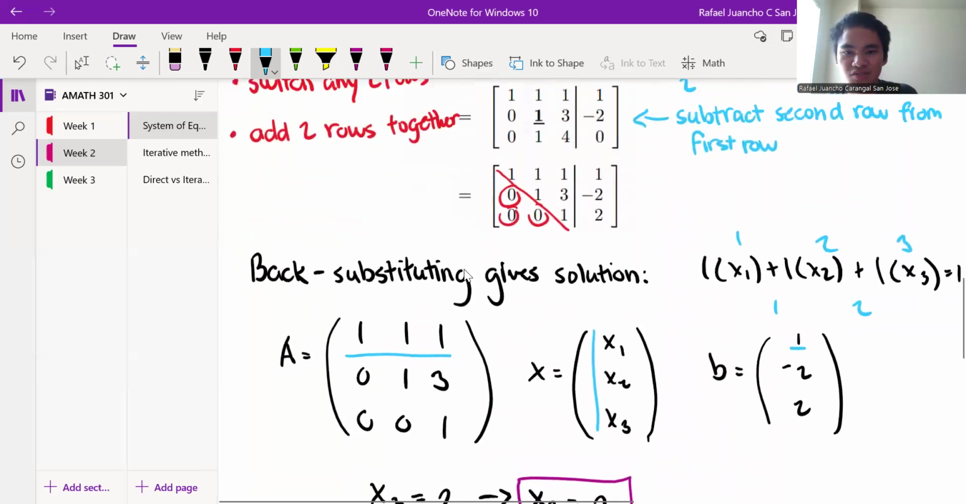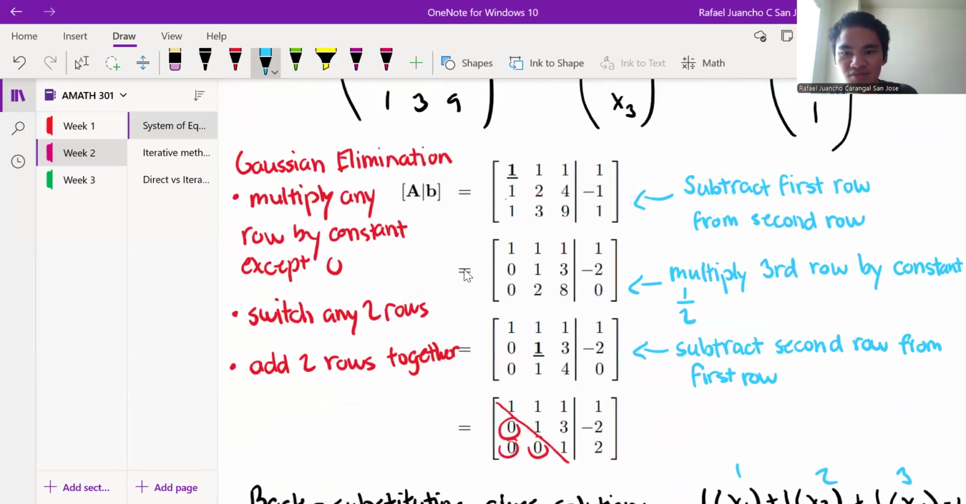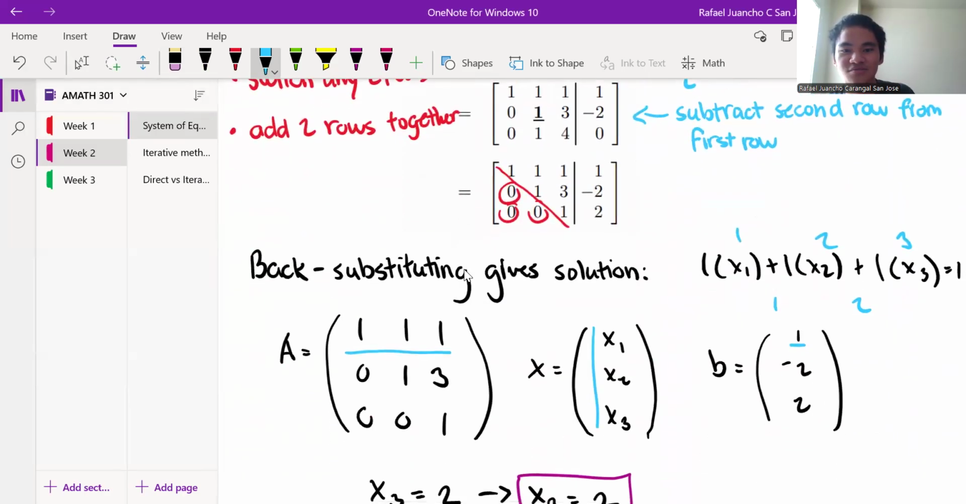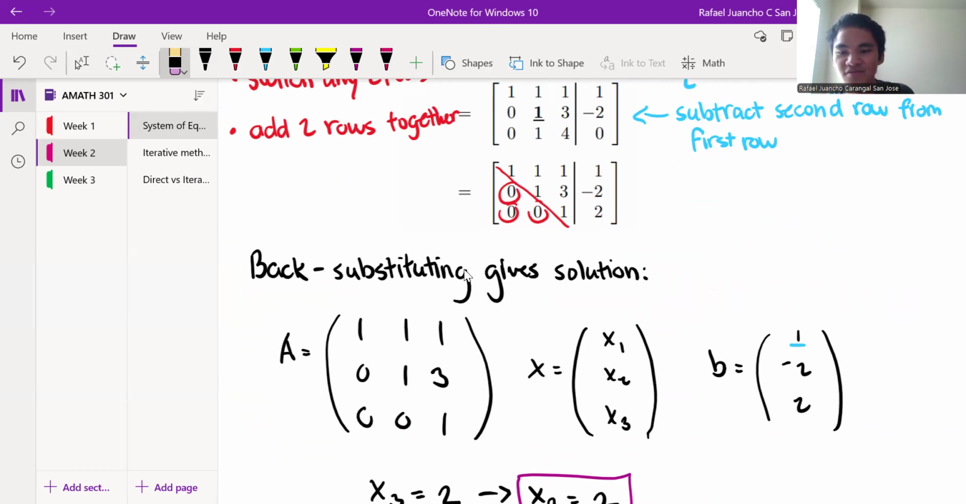Is this what it was asking for? I don't think so. Oh no, in Gaussian elimination, my bad. Sorry, it's not this. This is a matrix multiplication. It was asking for the Gaussian elimination.